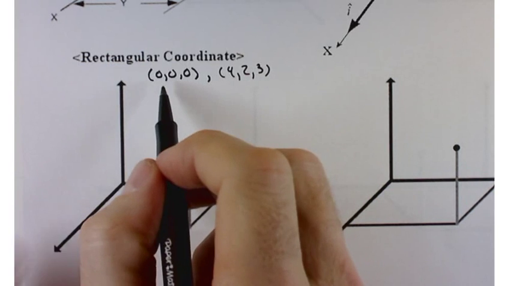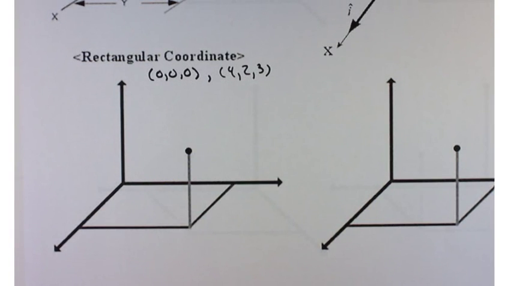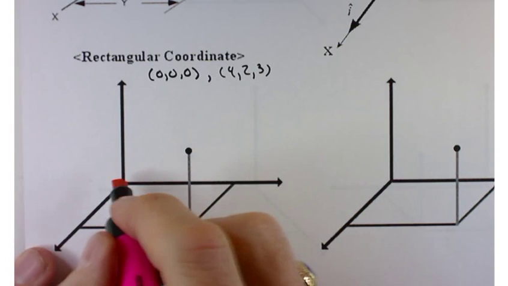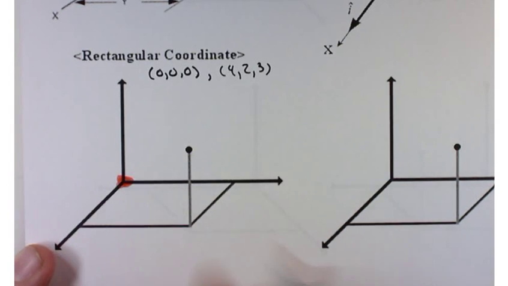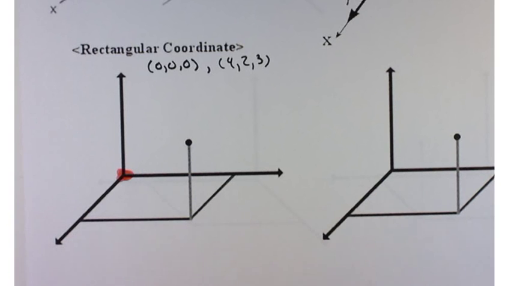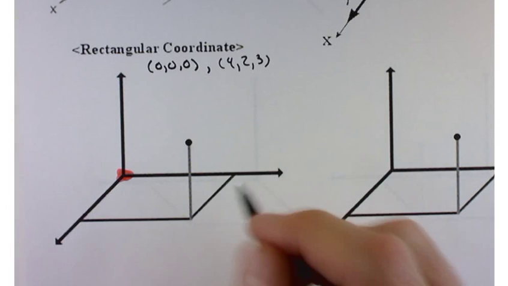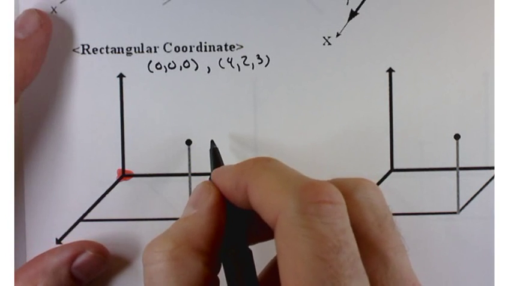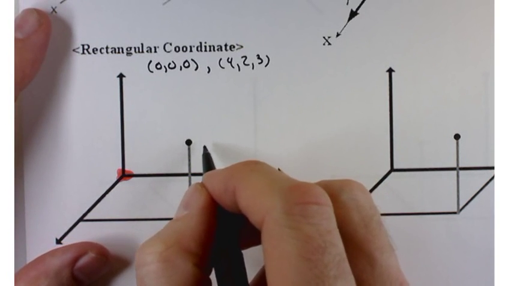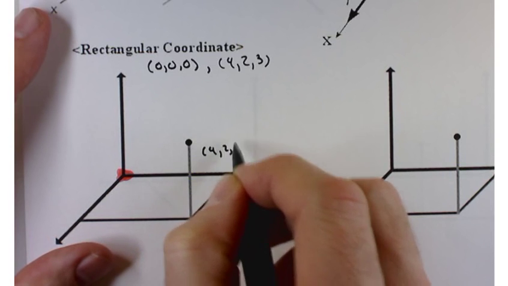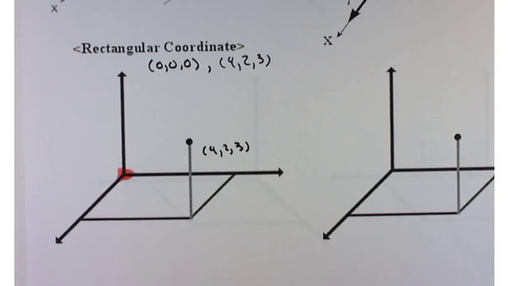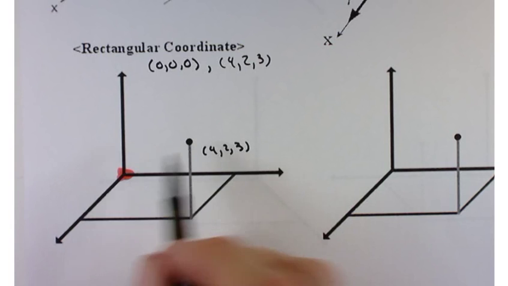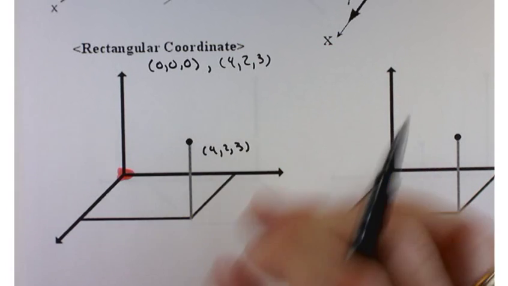But the first coordinate, 0, 0, 0, is pretty simple. That's where your axes meet. So that's this one right here. Now the next one I've kind of drawn in for us, but we're going to use that to try and sketch in everything else. So this is going to be your point 4, 2, and 3. We're going to try and make this the opposite vertex of a box.